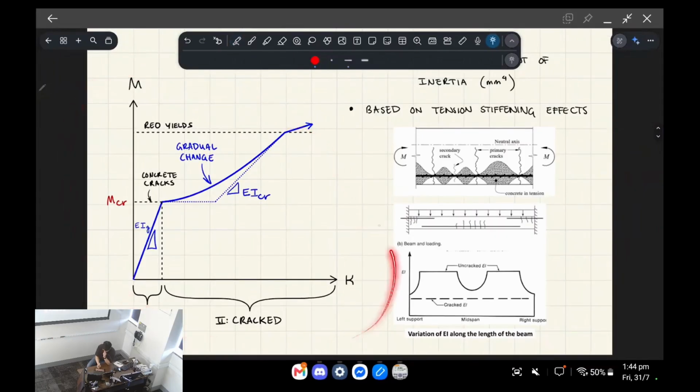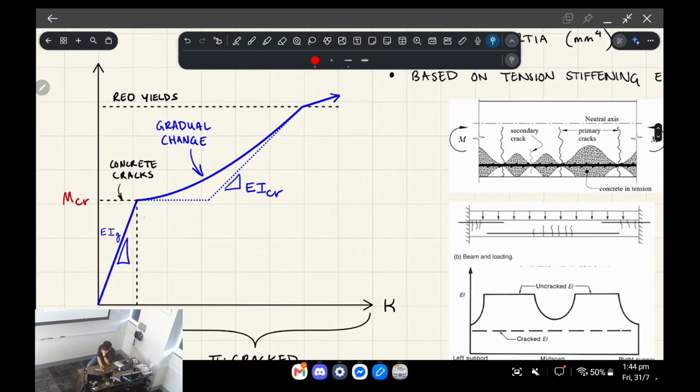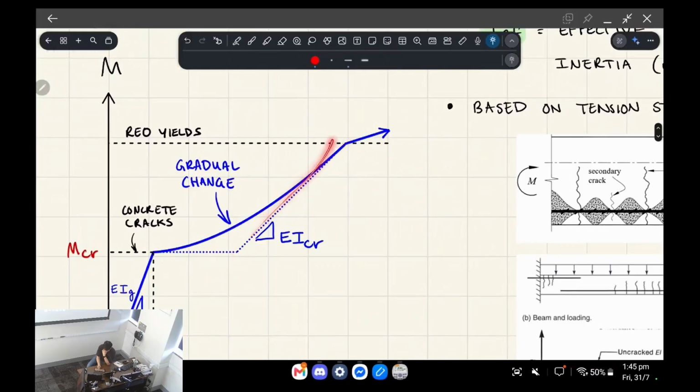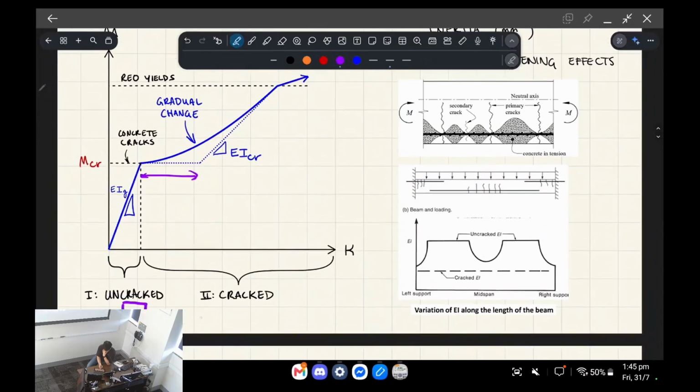Here's a graph which is moment versus curvature. As I mentioned before, moment and curvature are related to each other through EI. On this graph, the slope is EIG, so this is when it's uncracked. At the moment that the concrete cracks, this number drops and the slope will change. So there's basically a sudden jump if we assume that this portion is uncracked and then this portion is cracked, like so.